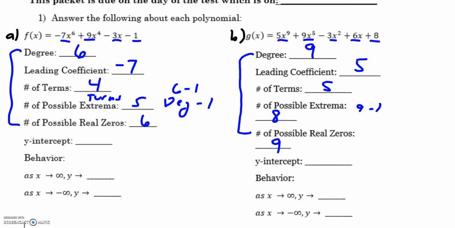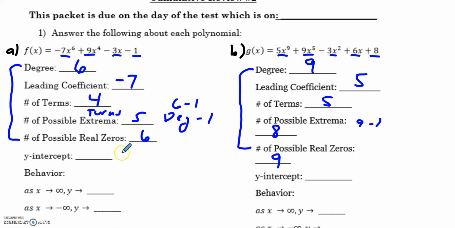The y-intercept for both is found the same way. You would plug in x equals 0 into each function. If I plug 0 into these 3 terms, I would get 0 plus 0 plus 0 minus 1. So my y-intercept would be (0, -1). In this example, if I plug 0 in this term, this term, this term, and this term, I get 0, but then I get a positive 8. So my answer is (0, -8).